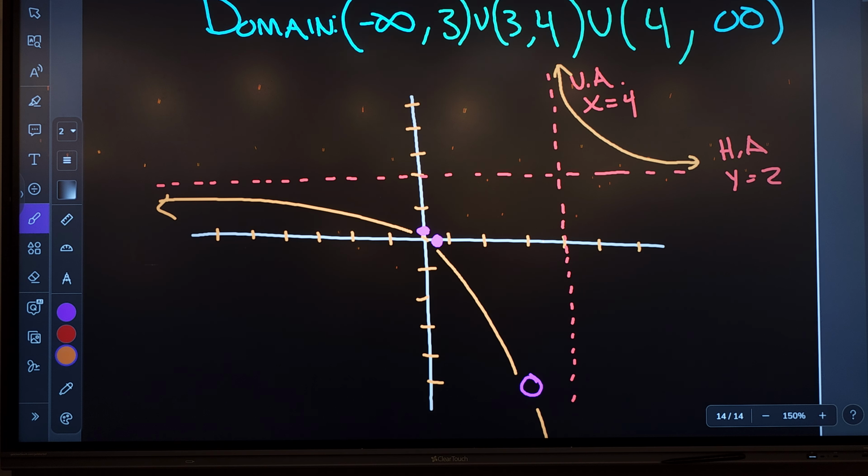Any questions on that one, guys? If you can wrap your head around this problem, that's like the main idea of this whole Unit 2B.